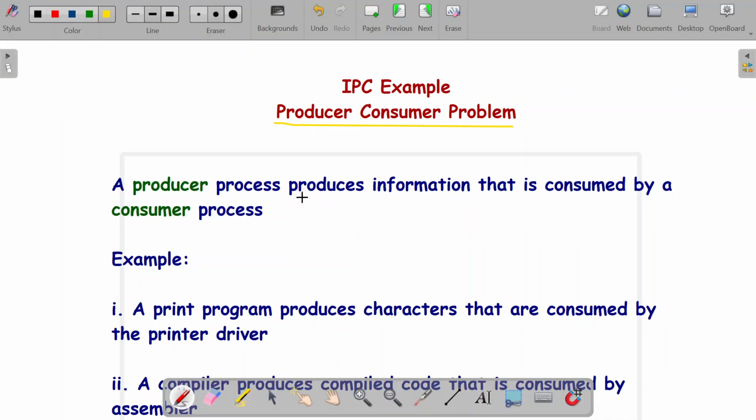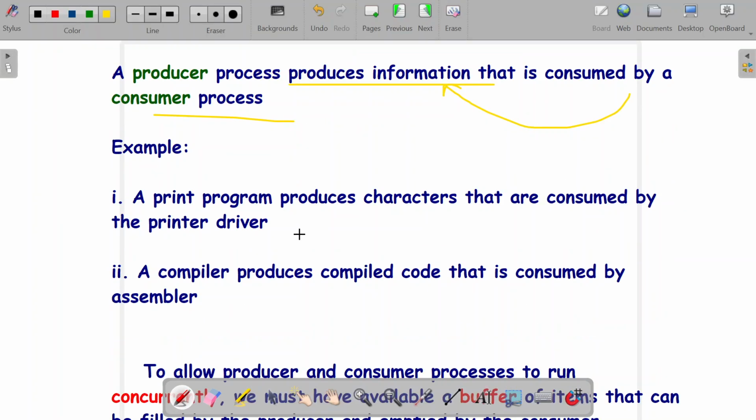A producer is a process which produces information, and a consumer is a process that consumes the item or information produced by the producer. So a producer produces information and a consumer consumes the same. For example, I'm having a print program. The print program will send the characters one by one. Meanwhile, the print driver will consume them one by one. Similarly, a compiler produces the compiled code, which is consumed one by one by the assembler.